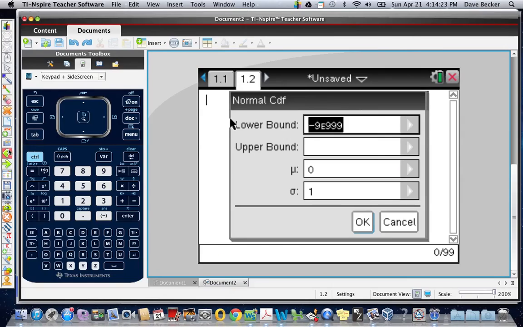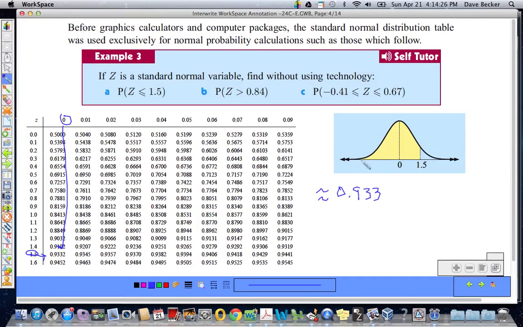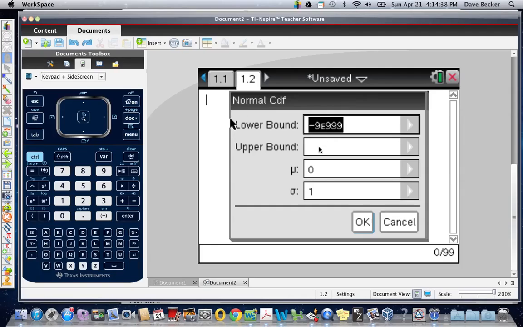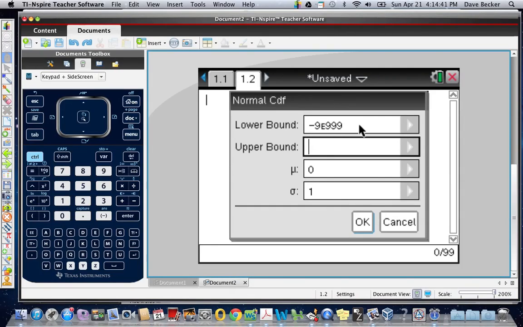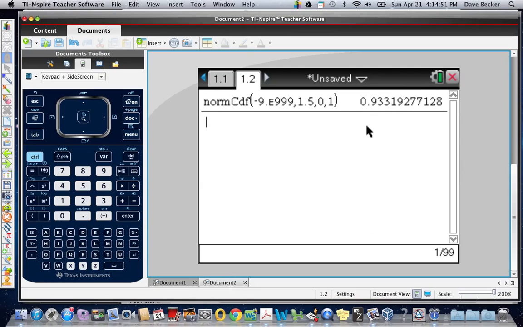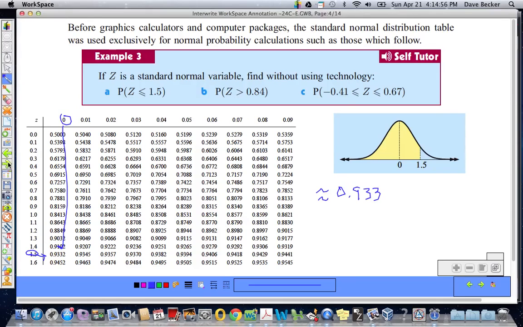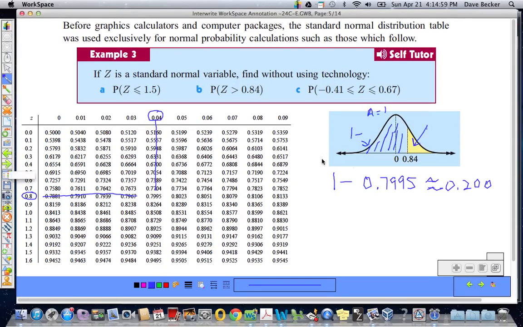Let's go back again and take a look at our curve. See, we go, or I'm sorry, not 0, negative infinity all the way back here. I said 0, negative infinity. And our upper bound is going to be 1.5. Okay, so it's very simple, very easy. And here's why we don't have to have a special button. The mean is 0, standard deviation is 1. Bam, there's our 0.933.